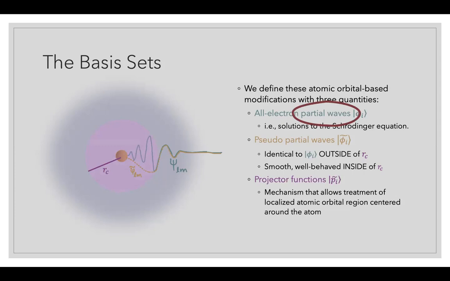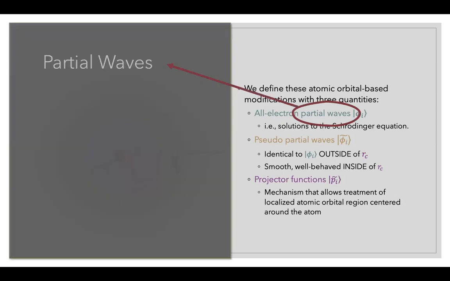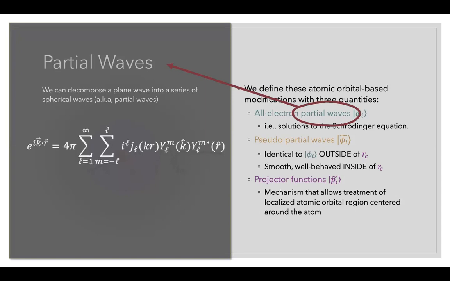A little bit about partial waves. Partial waves are basically manifestations of the fact that we can decompose plane waves into an infinite series of spherical waves. And these spherical waves are called partial waves. So we take our plane wave and we decompose it into this infinite sum of a product between spherical Bessel functions and the spherical harmonics. And it's that product that can be defined as the partial wave.